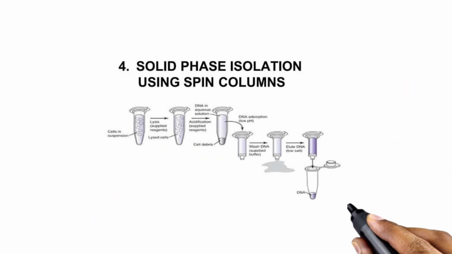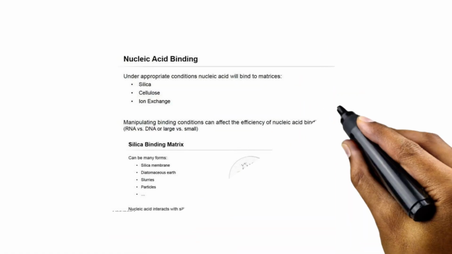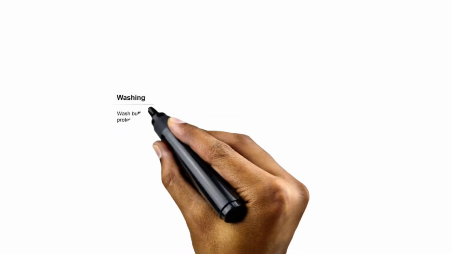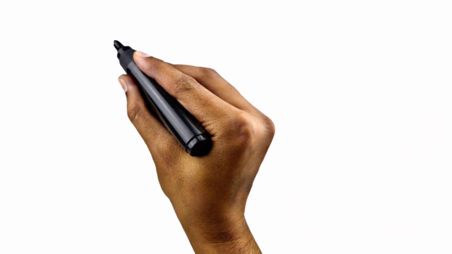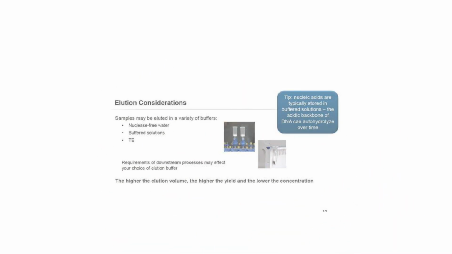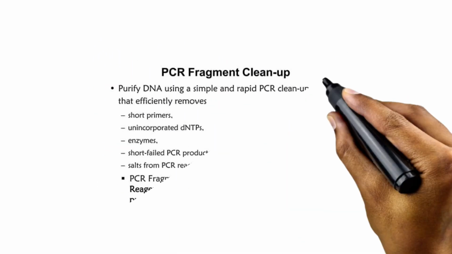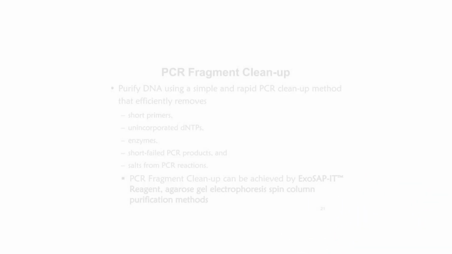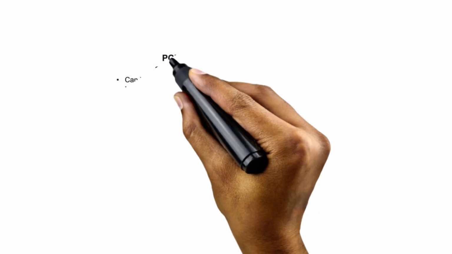For solid phase extraction we use different kinds of columns, like silica columns. Nucleic acid basically binds to the silica column, there is a washing step initially, and the elution is done in TE buffer or nuclease-free water. These columns are commercially available. Another important step is PCR fragment cleanup. There are different kinds of PCR cleanup kits available in the market.